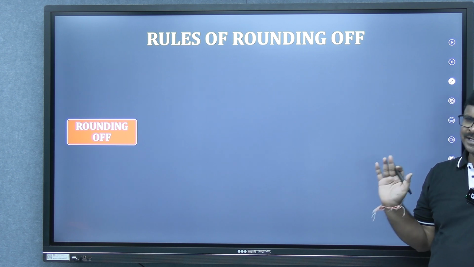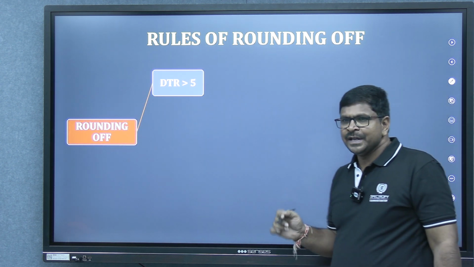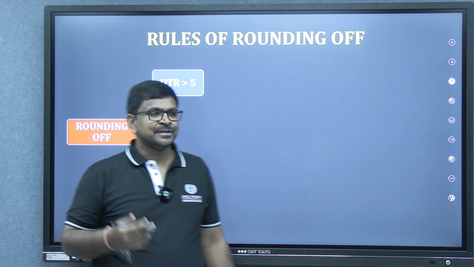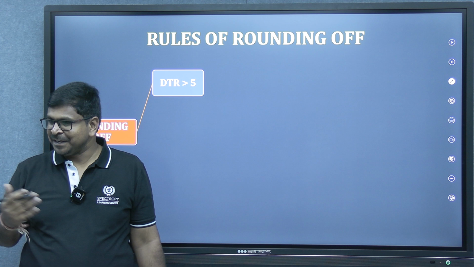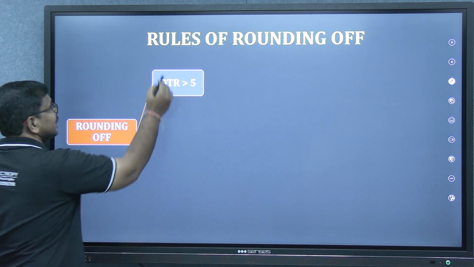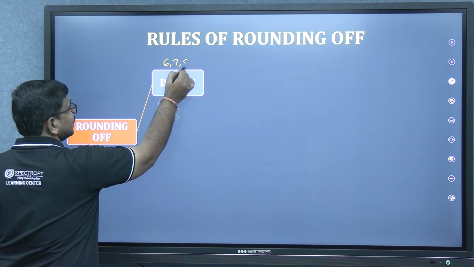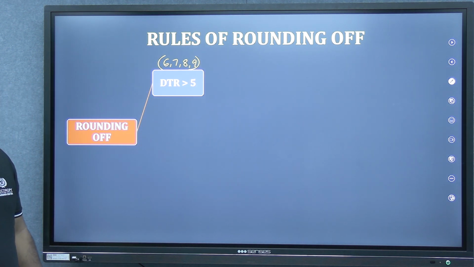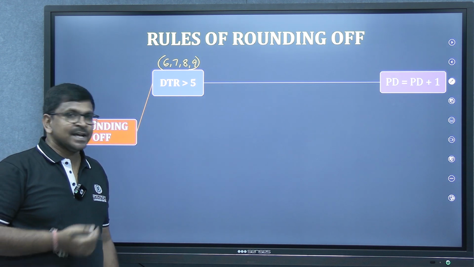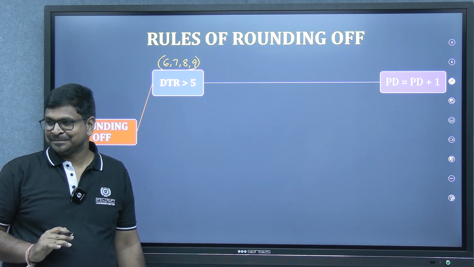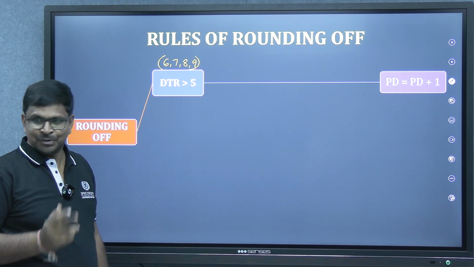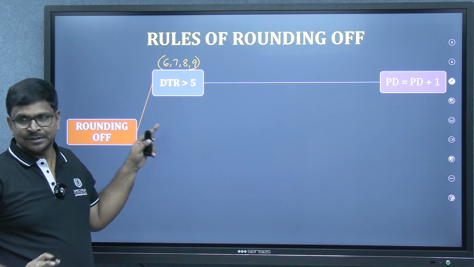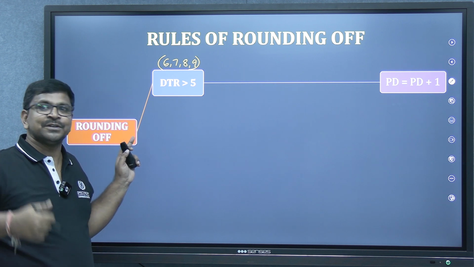Very easy. Technique is very easy. Rules. First rule: if DTR is greater than 5, like 6, 7, 8, 9, if you have any number 6 or 7 or 8 or 9, in this case you must write the PD value as PD plus 1. Simple. DTR will be removed, but PD will be increased by 1.